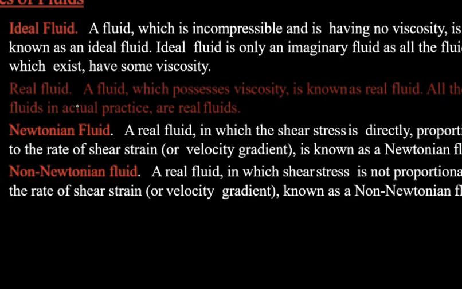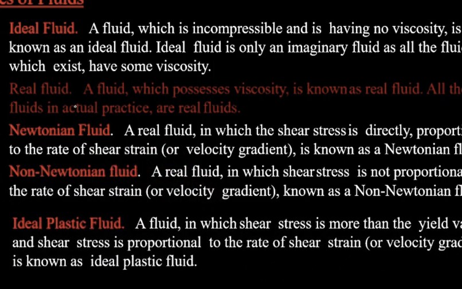So we have ideal fluid which is incompressible and is having no viscosity. Then comes the real fluid which possesses viscosity. Then comes the Newtonian fluid. It is a real fluid where shear stress is directly proportional to the rate of shear strain. And we have come across non-Newtonian fluids which is a real fluid but the shear stress tau is not proportional to the rate of shear strain.